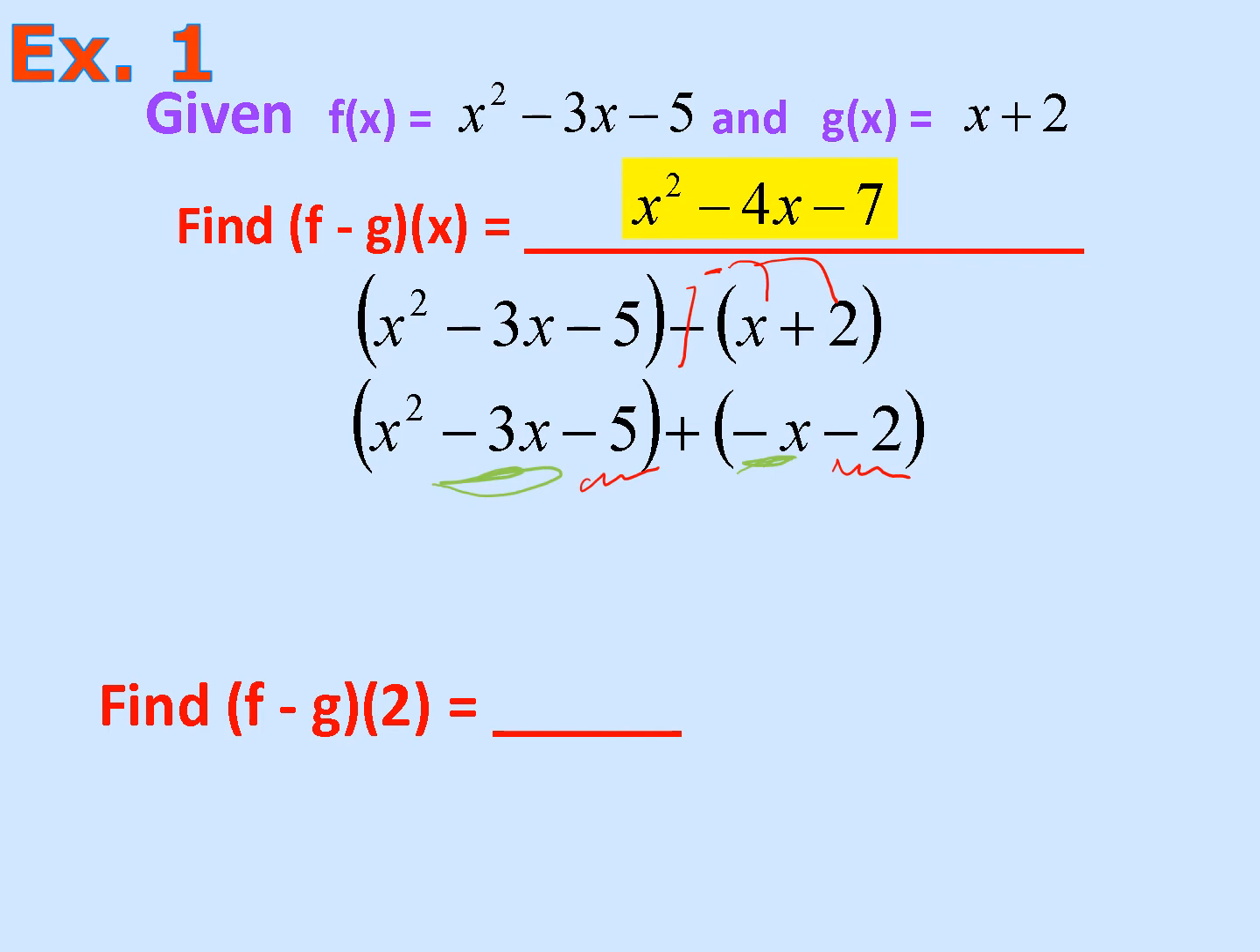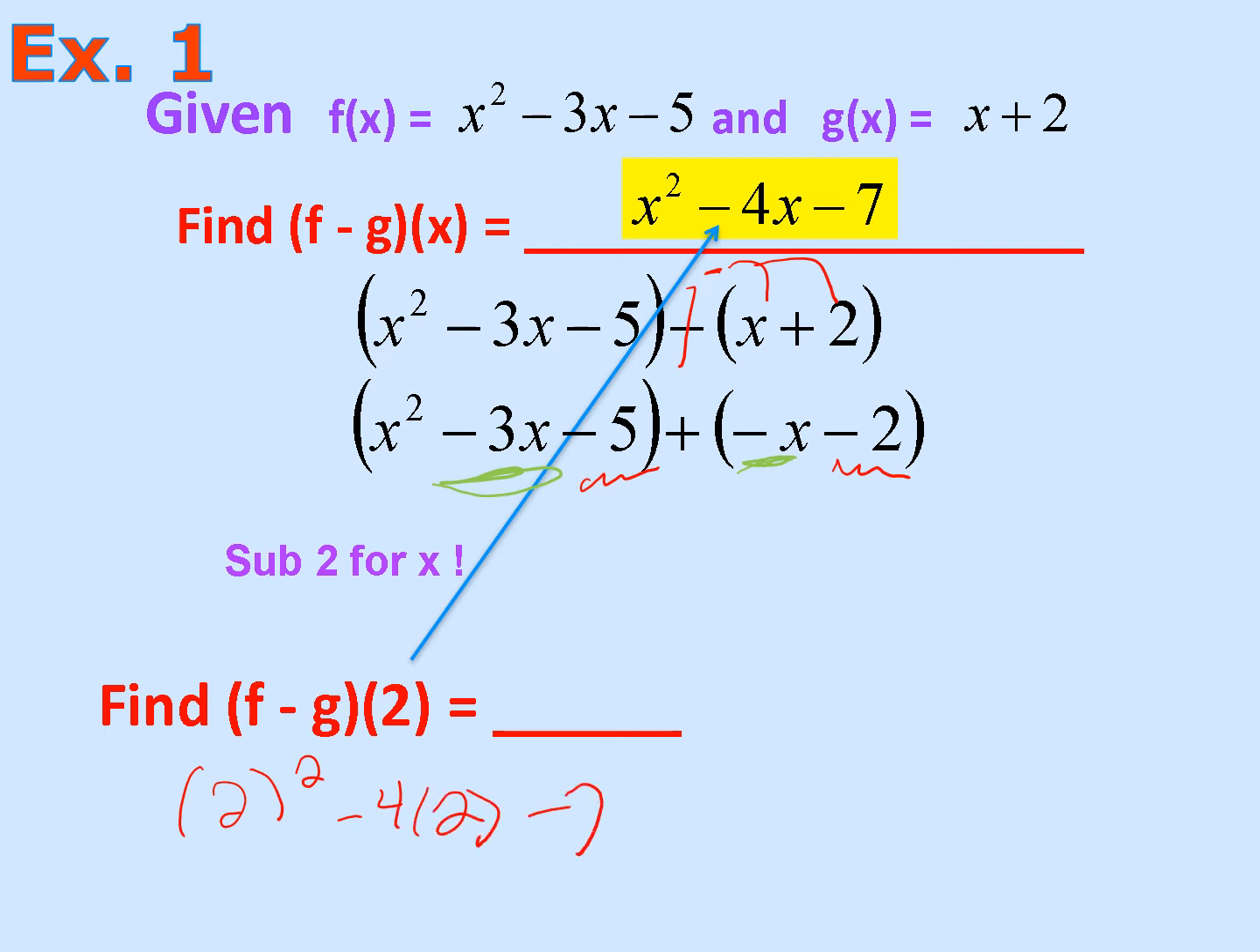Now, if I want f minus g of 2, then I'm going to take this 2 and sub it in here. So that gives me 2 squared minus 4 times 2 minus 7. So that's 4 minus 8 minus 7. So 4 minus 8 is negative 4. Negative 4 minus 7 is negative 11.